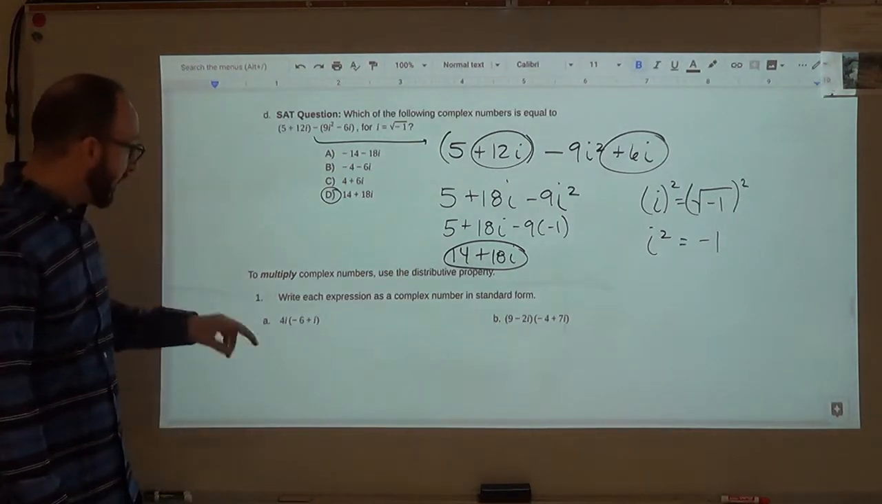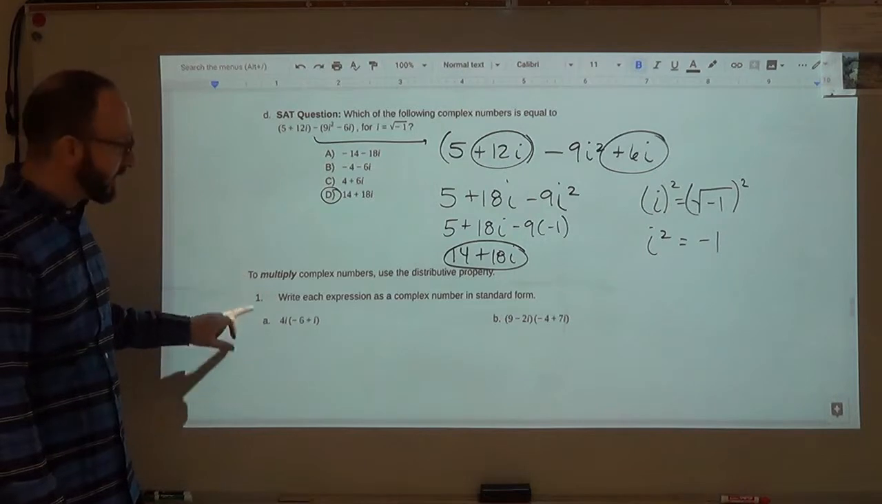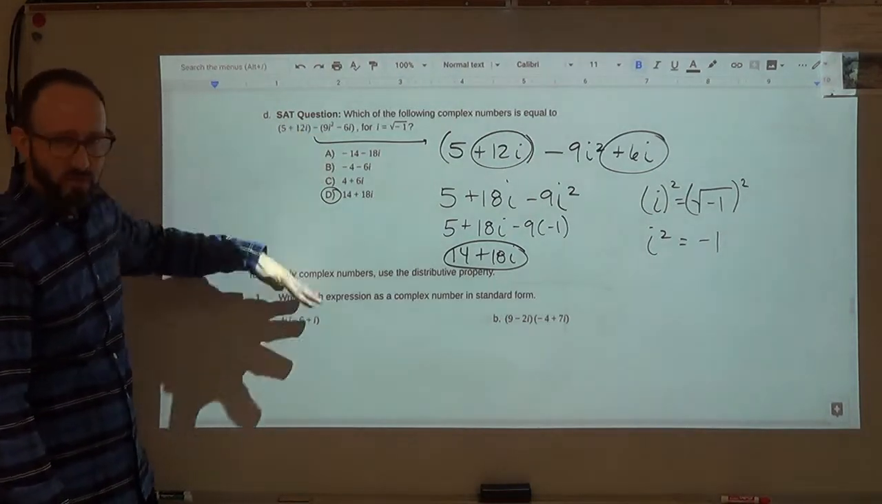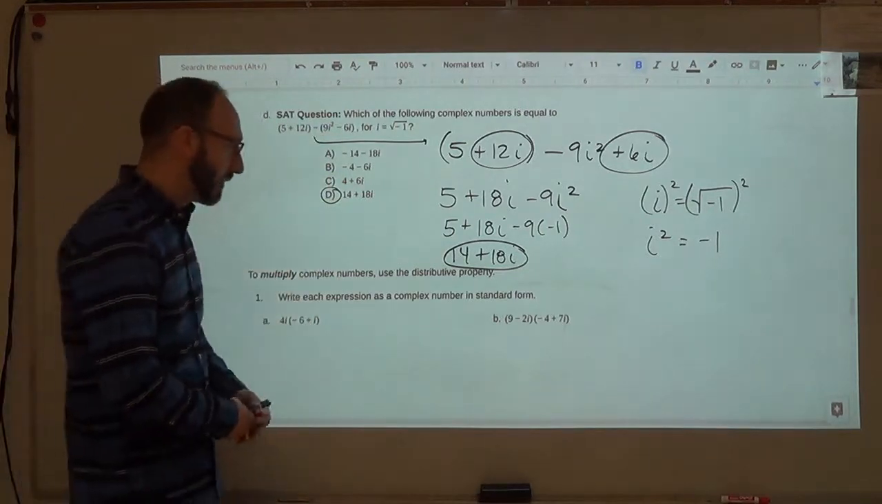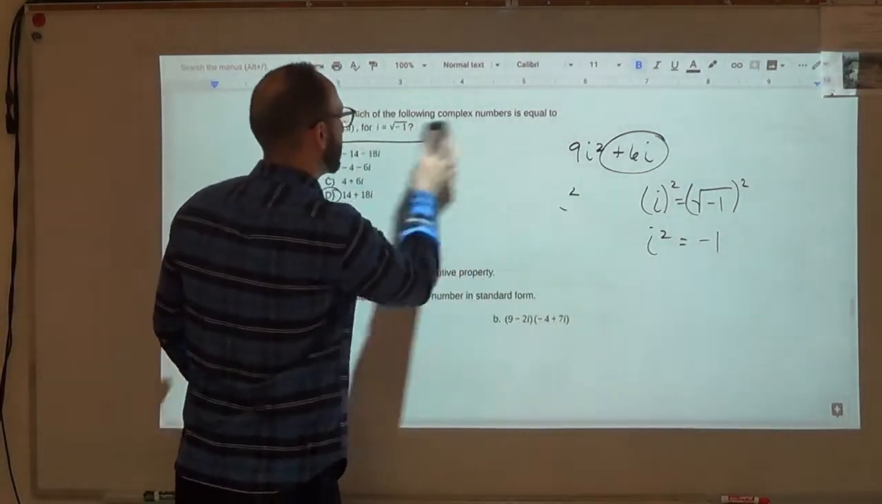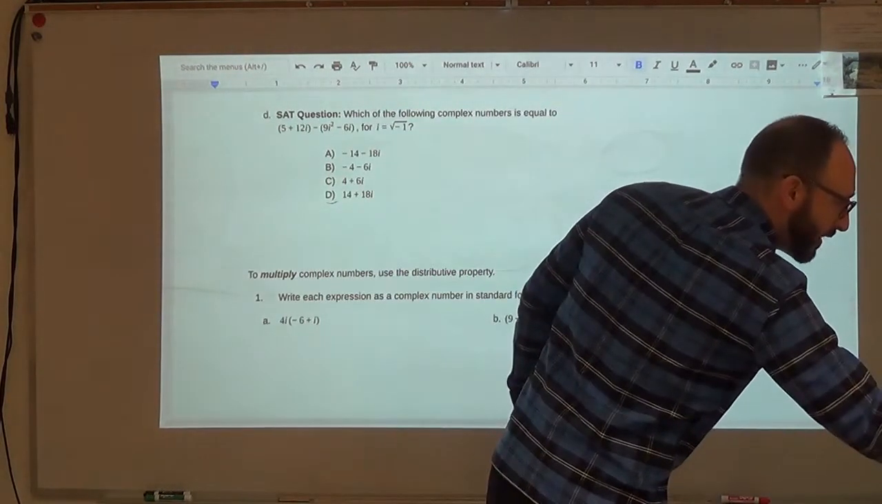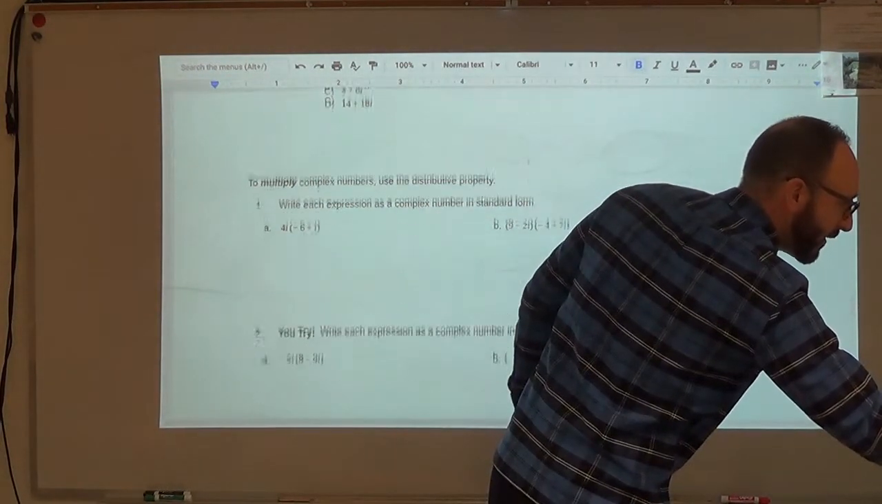Okay, so we're going to talk about multiplication using the distributive property. I'm going to erase this and move this up a little bit further right now. Let me get rid of that real quick. Move this up. Eventually, here we go.